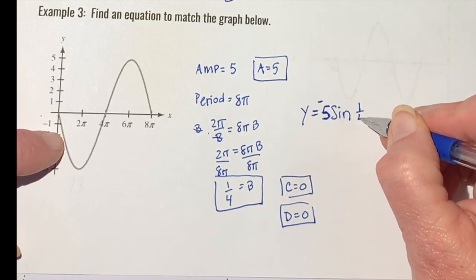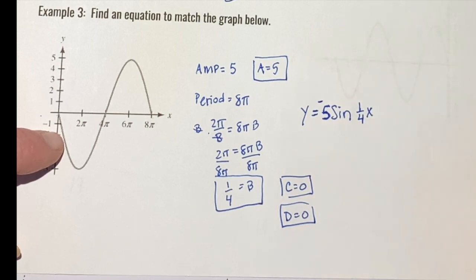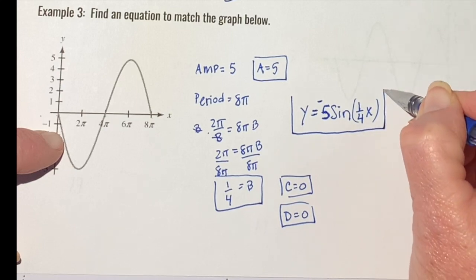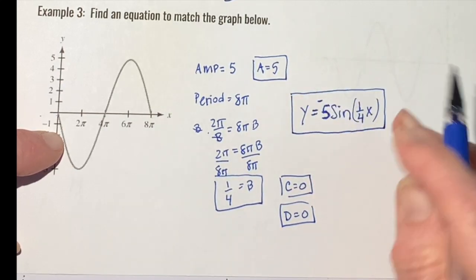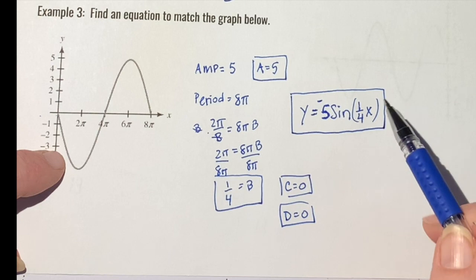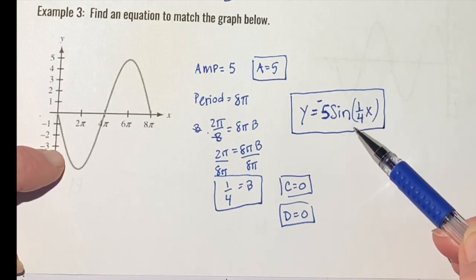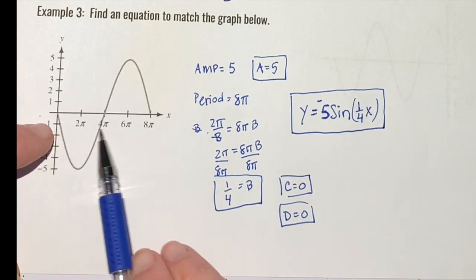Bx, so 1/4 x, there's no c, so y equals -5 times the sine of 1/4 x. So let's just double check that. 2 pi divided by 1/4, the same thing as 2 pi times 4, that's 8 pi. That matches our period.